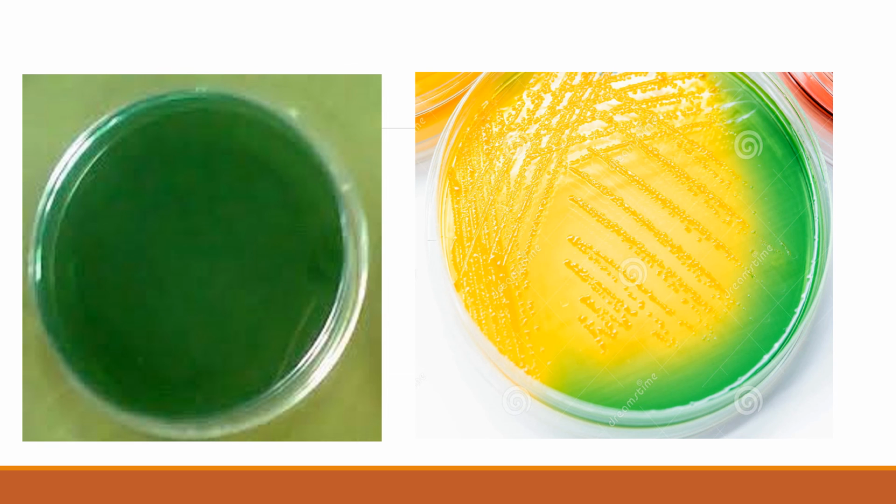This is again the same picture for appearance of Vibrio cholerae on TCBS agar. So on the left side, uninoculated culture medium, on the right side the inoculated. So you can see the yellow colored growth of Vibrio cholerae on this green colored culture medium. So it is the growth of Vibrio cholerae on TCBS agar.